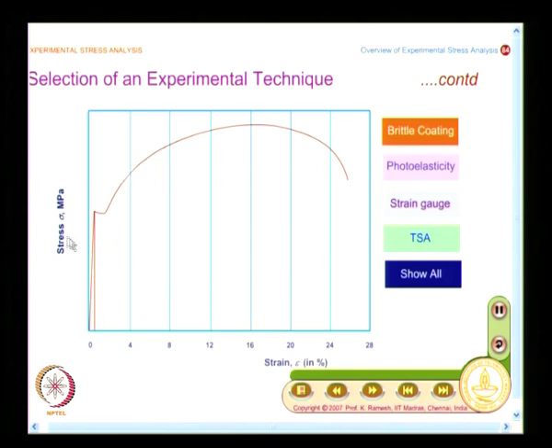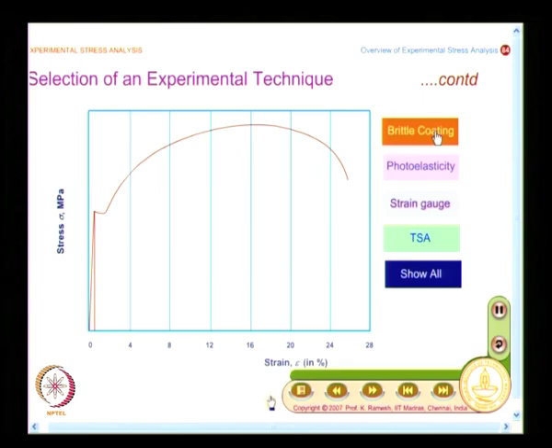And I have taken a typical stress strain graph. The idea is to show that I have a very small elastic region and a very large plastic region. What we will look at is, you make a sketch of this stress strain curve, a typical curve, and we will go one after another: brittle coating, photoelasticity, strain gauge, thermoelastic stress analysis. In which range can you use it? Because a visual representation always helps to quickly identify, am I working in the elastic or plastic region.